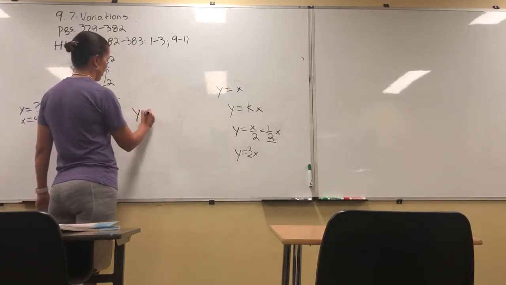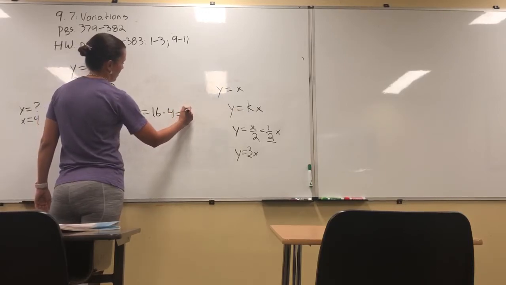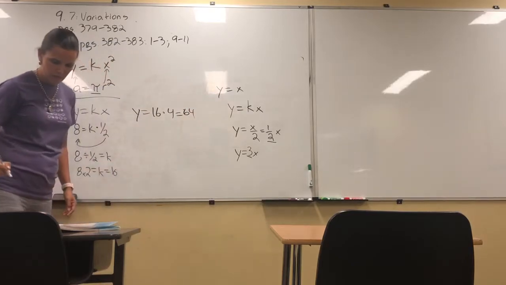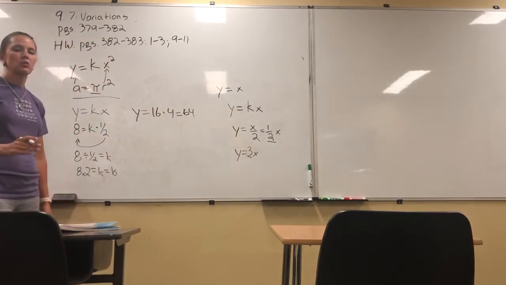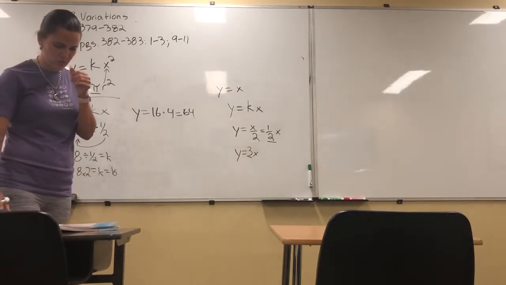We say y equals 16 times 4, which equals 64, which is what the book got. Okay, so it's just plugging in letters. Really, it's kind of like doing word problems with rational equations.